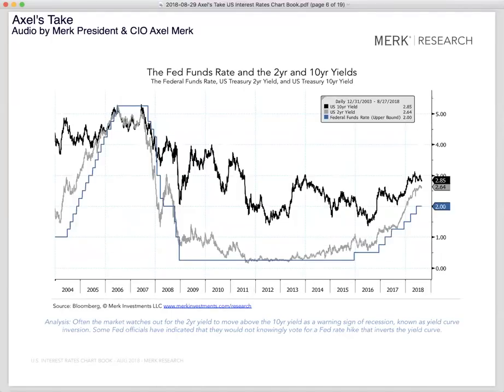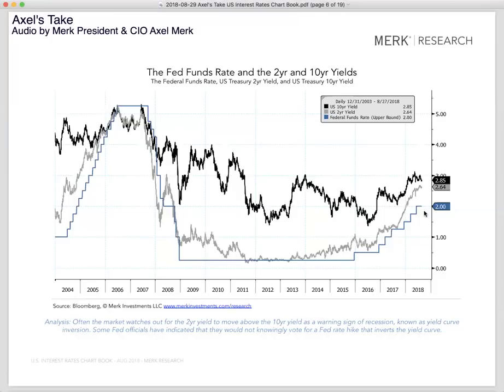Here we compare the 2-year and the 10-year yields in the Treasury markets. The black line is the 10-year yield, the gray line is the 2-year yield, and the blue line is the current Fed funds rate. A lot of talk in the market has been about yield curve inversion. Yield curve inversion means that shorter term rates are higher than longer term rates, and one can take different variations in the duration. In this case, we talk about 2-year versus 10-year. Some talk about the 2-10s curve, if you want to get a little technical.